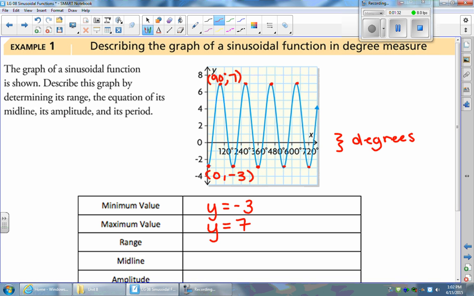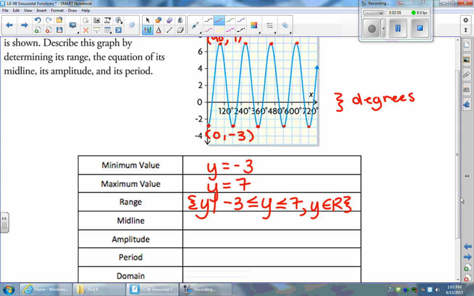Now our range here is just the possible y values that are within these two values. So you always use your minimum and your maximum values when determining your range. So we're going to say that for our range, our y has to be greater than -3, and it has to be less than 7. So your range should always be so that y has to be greater than your minimum value and less than your maximum value. And y can be any real number in between -3 and +7.